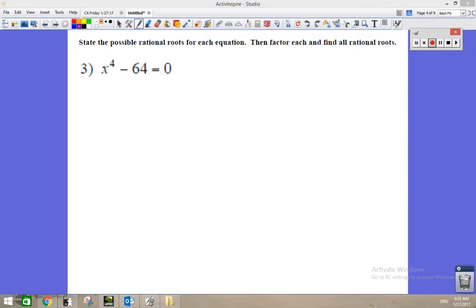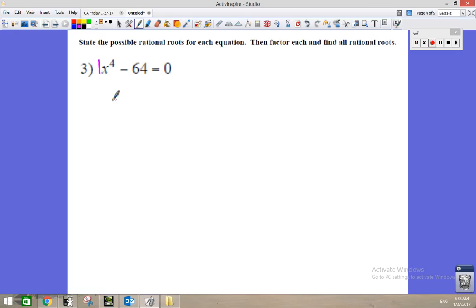Let's take a look then at this one. They want us to state all the possible rational roots. For this one, we know how to factor it already, without using the rational root theorem, but I'll show you that in just a second.